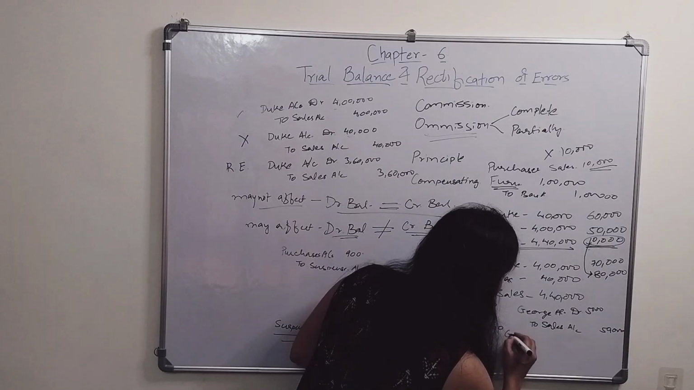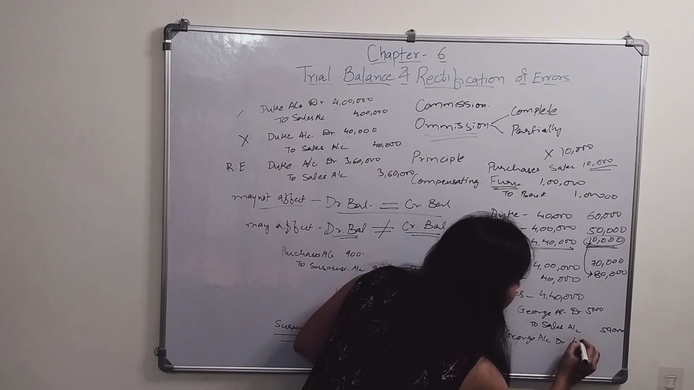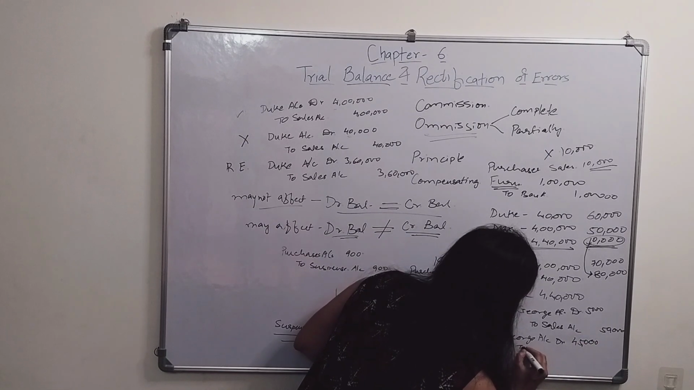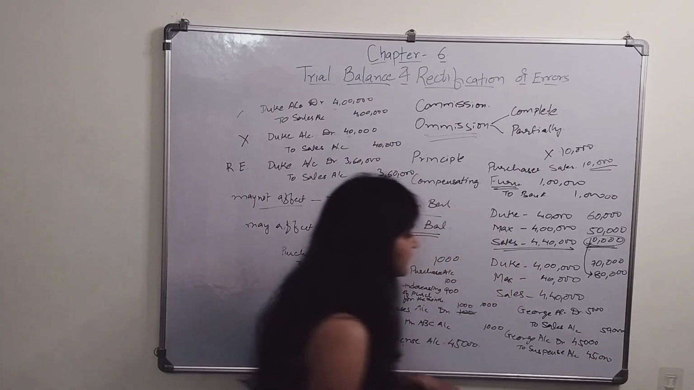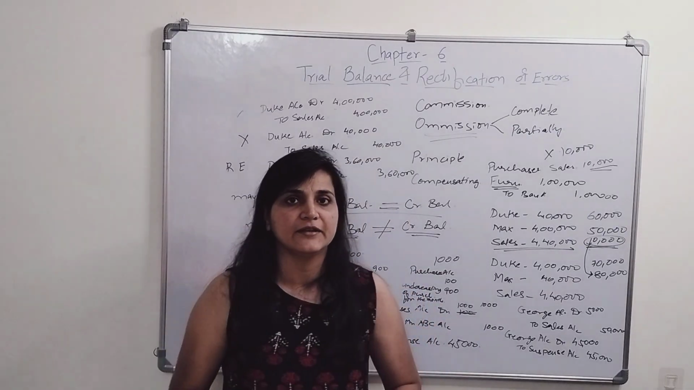What will be my entry? George account debit 45,000 to suspense account, and this is how we close the suspense account. Okay, this is how we close the suspense account, by locating the errors, by rectifying the errors.